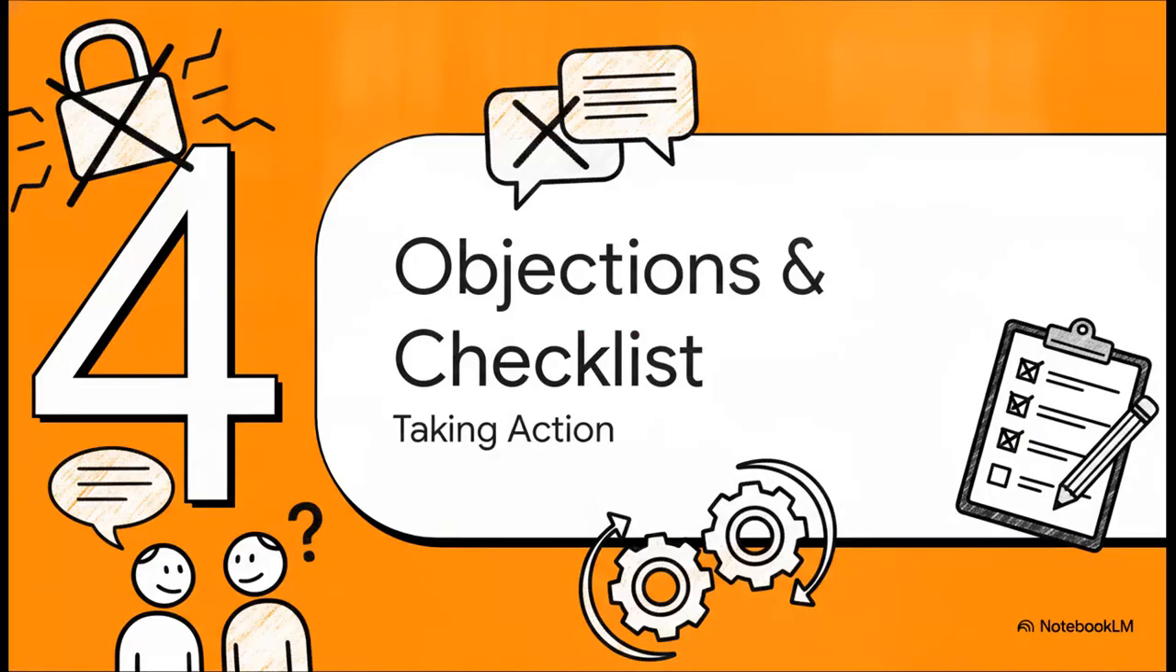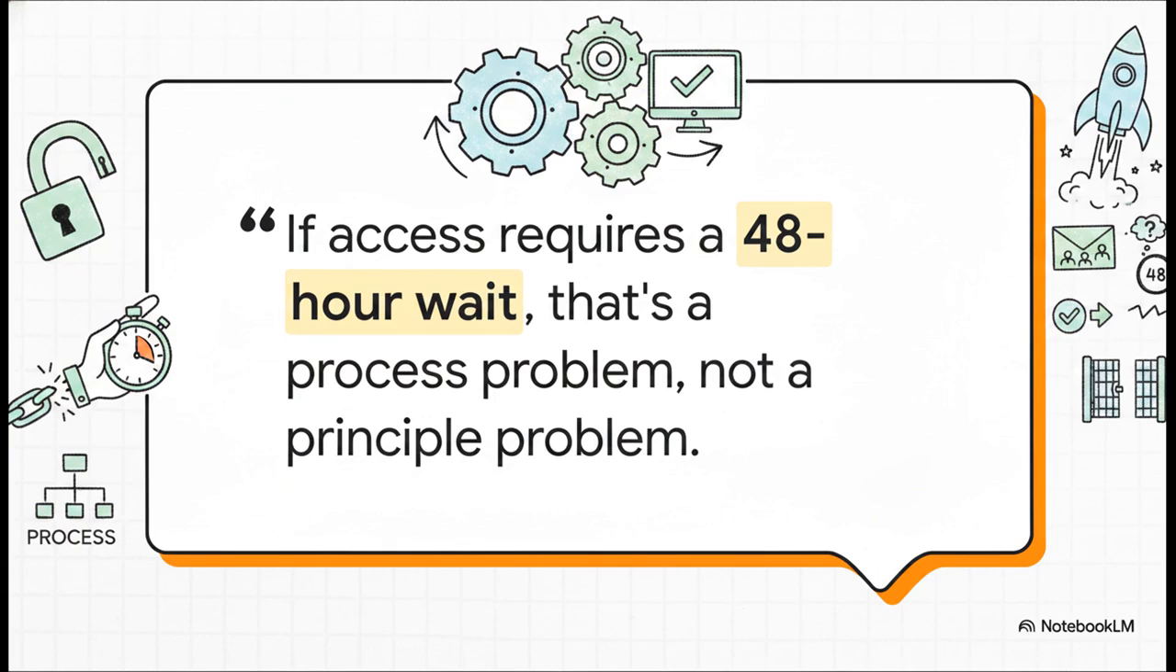All right, Section 4, Objections and Implementation Checklist. Let's tackle the inevitable pushback and figure out how to actually take action. So the absolute most common complaint you're going to hear is least privilege slows us down. It kills our velocity. Well, the brutal professional truth is that this is mostly a misconception. The real answer here is automation.